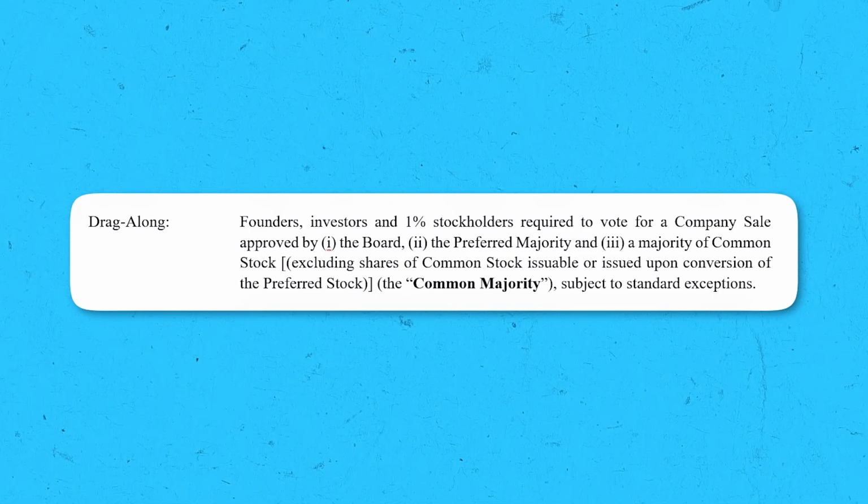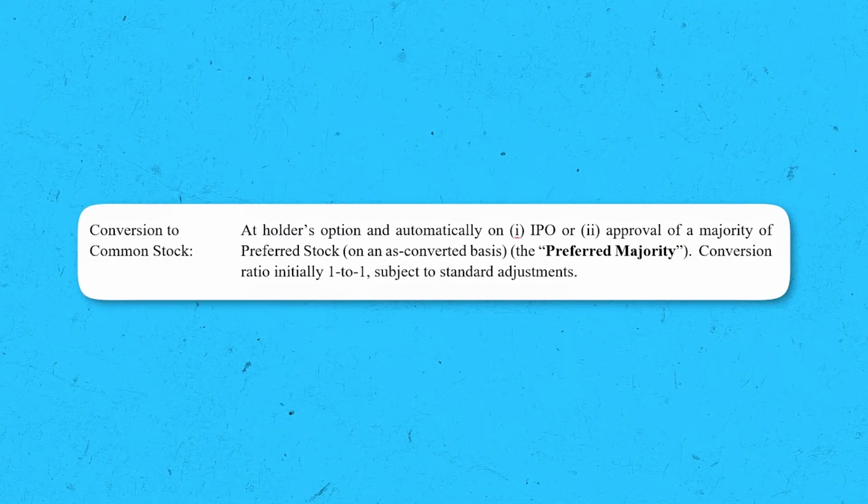Next comes the drag-along right, by which minority investors can be obligated to vote in the same way as the majority on a particular issue, typically a liquidity event. This is standard. It allows to get decisions done and not be blocked by a small shareholder as you're marching forward. Next up, conversion to common stock.